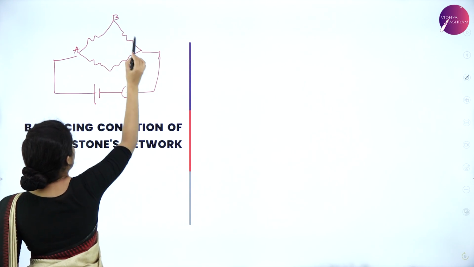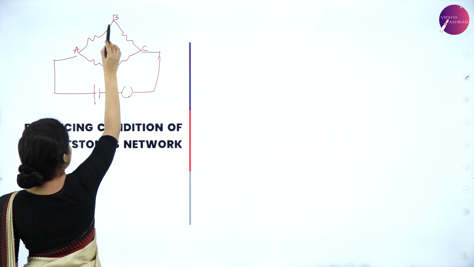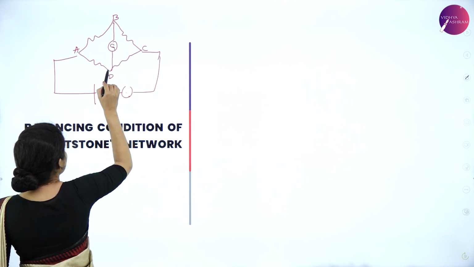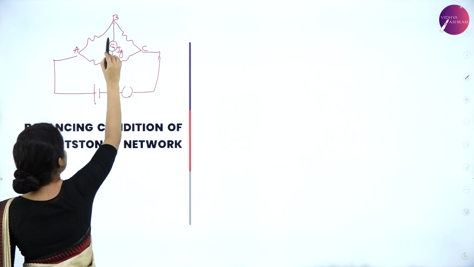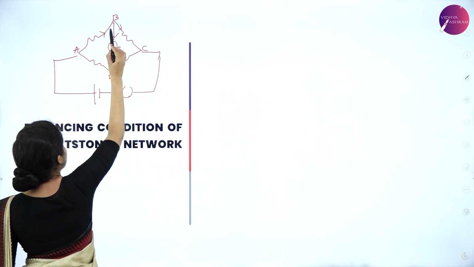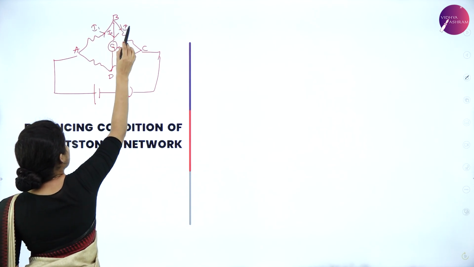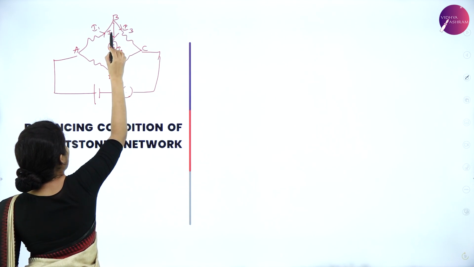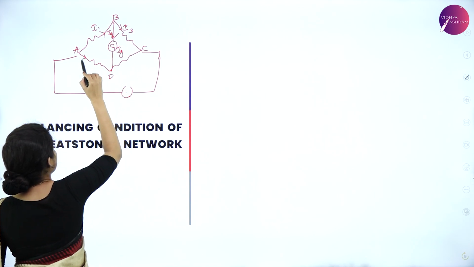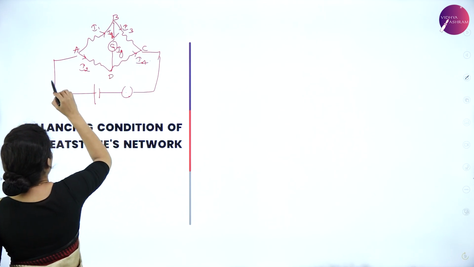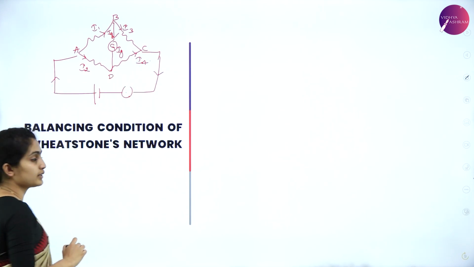A, we have B, C and D. We have a galvanometer, G, from which IG is passing. Arrow marks are shown in this manner. This is I1, this is I2, this is I3. We call this as IG. Let this be I2 and let this be I4, and the arrow comes out to be in this manner.